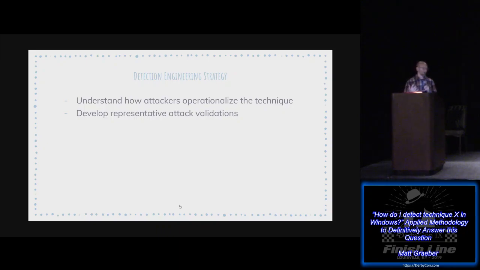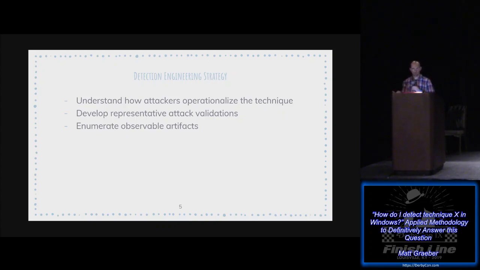Next, we're going to develop representative attack validations. If we're building a detection, I like to refer to this as the dynamic analysis portion of detection engineering. We're not going to be able to develop a robust detection if we don't have a broad swath of validations that ideally cover as much as possible, or all the known public attack variants of this given technique.